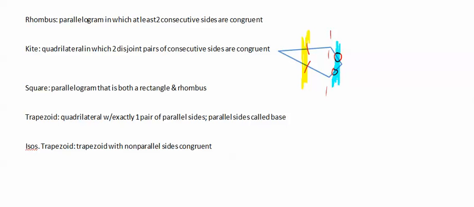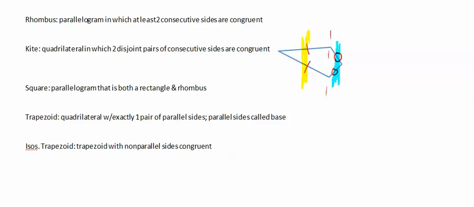Next, we come to a square, which is a parallelogram. So again, you establish a parallelogram, and then you have to establish that it is a rectangle and a rhombus. In order to be a rectangle, you need to establish one 90-degree angle, and in order to establish a rhombus, you need to establish one pair of consecutive congruent sides.